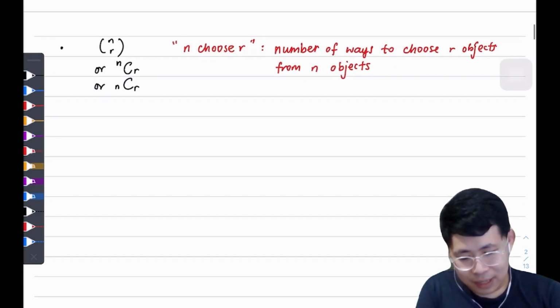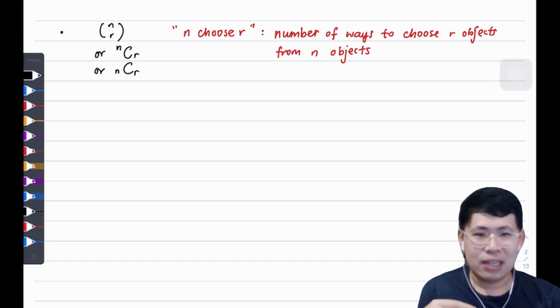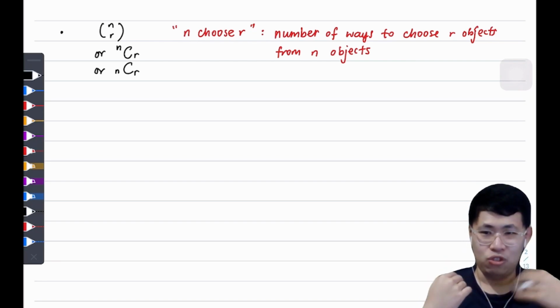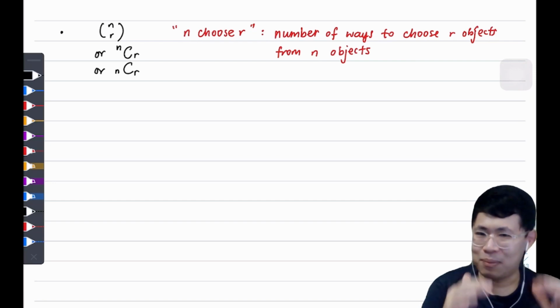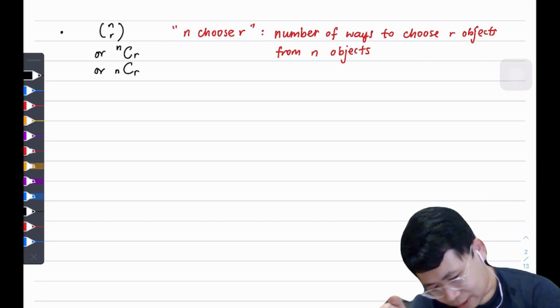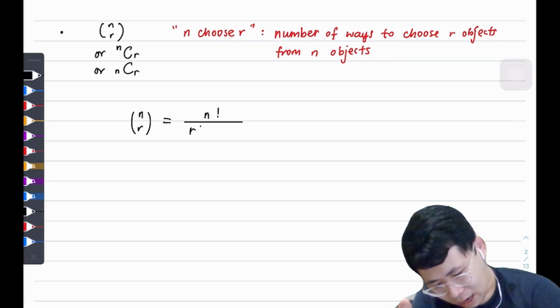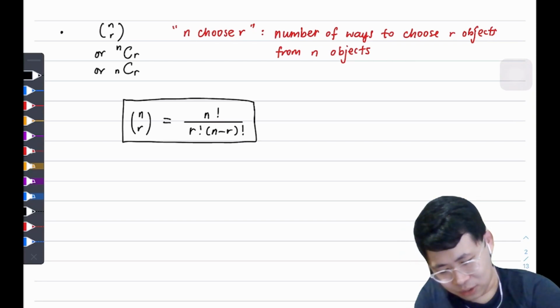Now, there is actually a formula for n choose r. The formula is based on the number of ways to do things, and that will make sense once you go to JC. They will explain more about that. For us, right now we just need to know that it's the number of ways to choose r objects from n objects, but the formula is like this. So n choose r is simply n factorial divided by r factorial times n minus r factorial. So this is the formula that we have for n choose r.